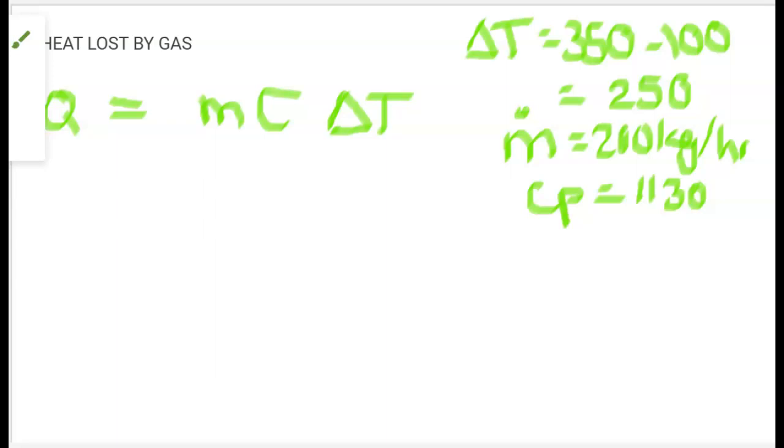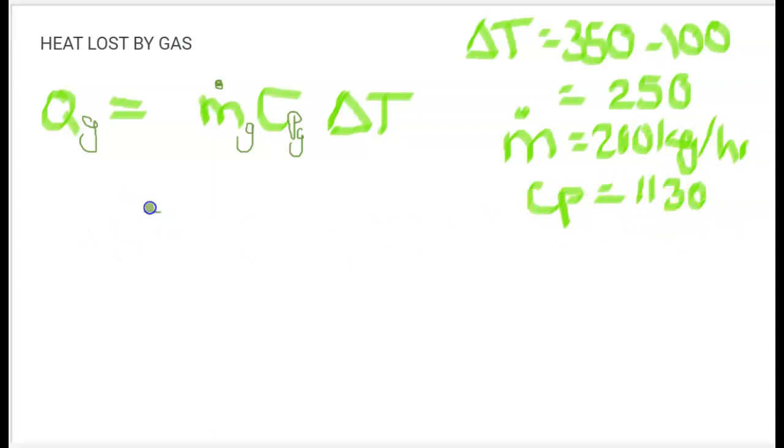Okay, everyone, the next thing we need to do is find the heat lost by the gas. To find the heat lost by the gas, Qg equals the mass flow of the gas, mg, times Cpg, times the temperature drop of the gas. When the gas enters, it enters at 350. When the gas left, it was at 100. If you want, you can convert to Kelvin, but it will give you exactly the same answer. So you will have 250 as the change in temperature. The mass flow rate for the gas was 200 kilograms per hour. The Cp for the gas was 1130.